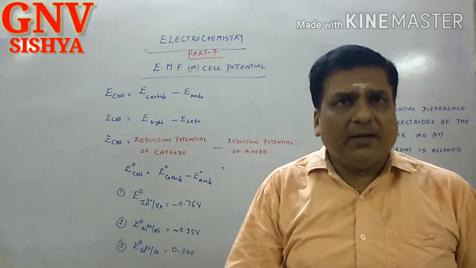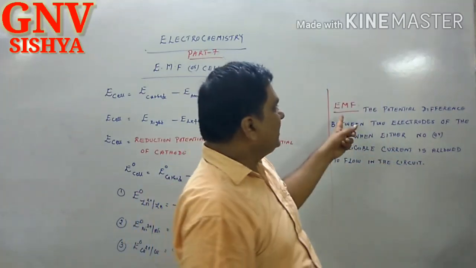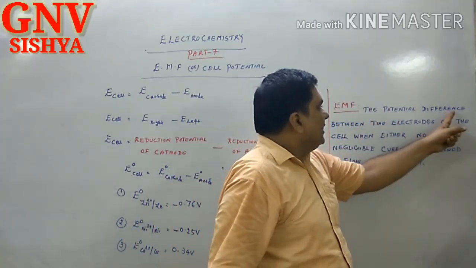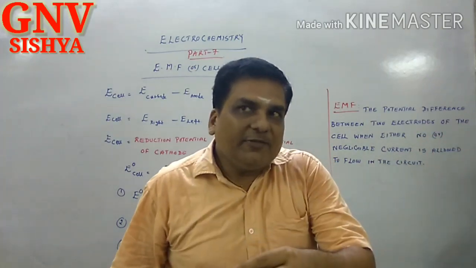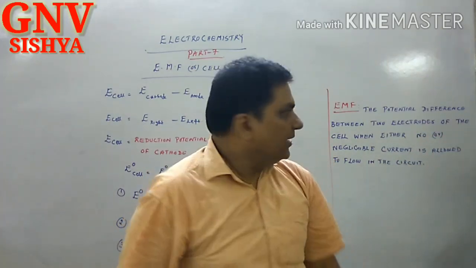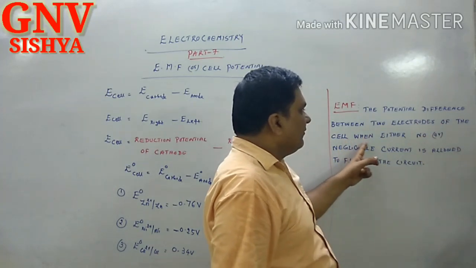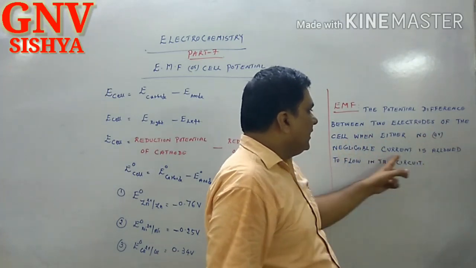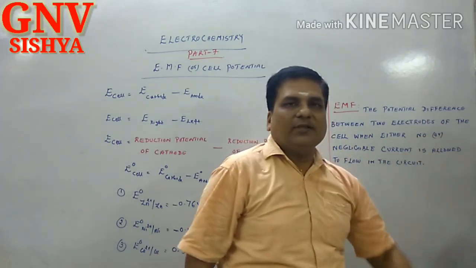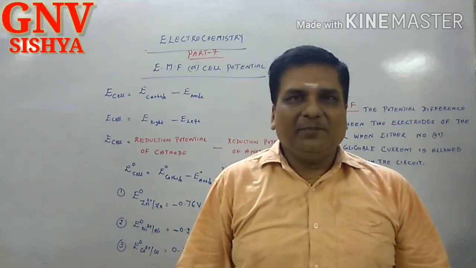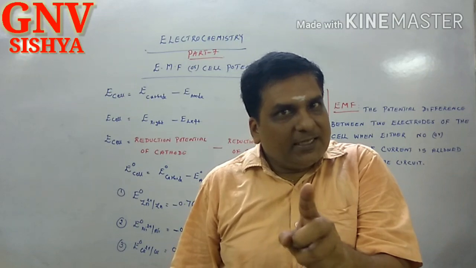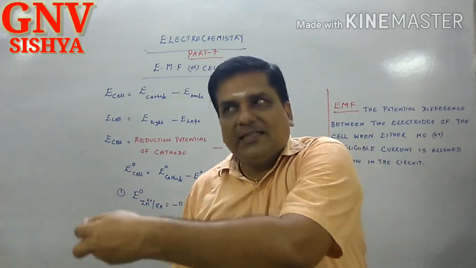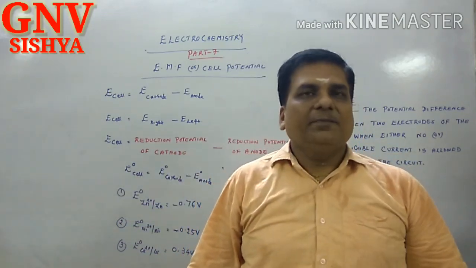Very important definition. Now come to the definition. What is the EMF of the cell? The potential difference between the two electrodes, that is, the potential difference between the anode of the cell and the cathode of the cell when no current or negligible current is allowed to flow in the circuit. What is the potential difference? It is because of the potential difference that the current is flowing.